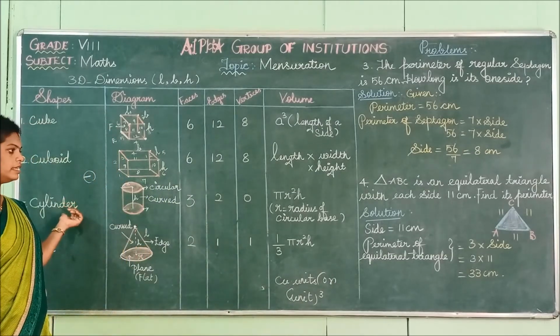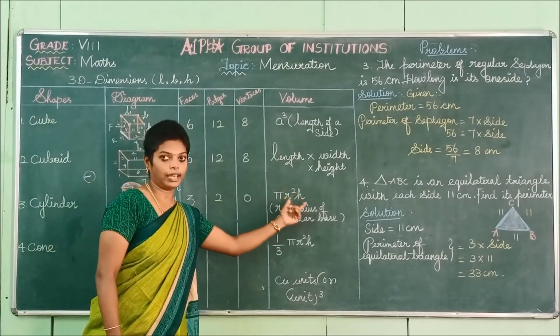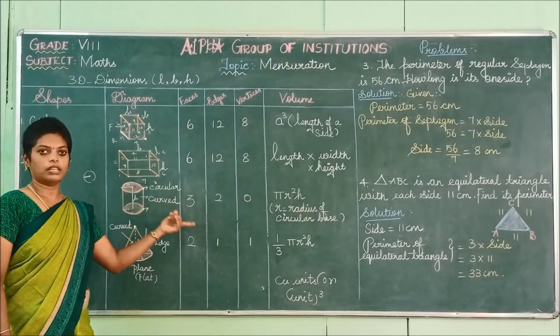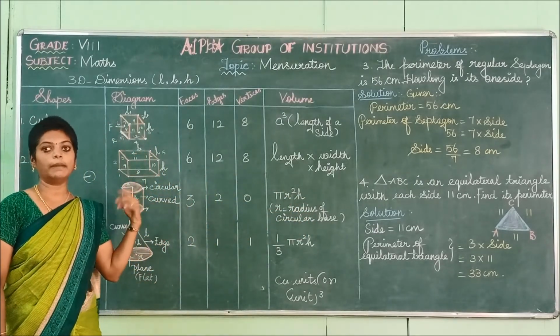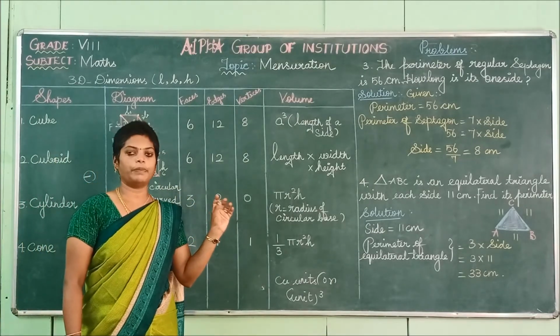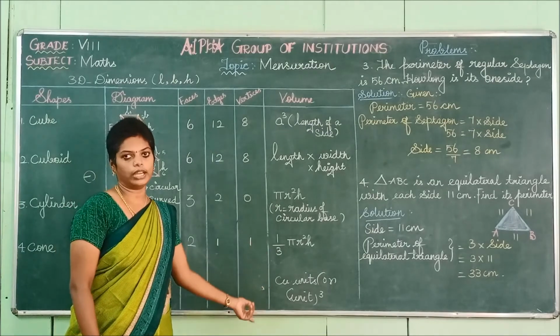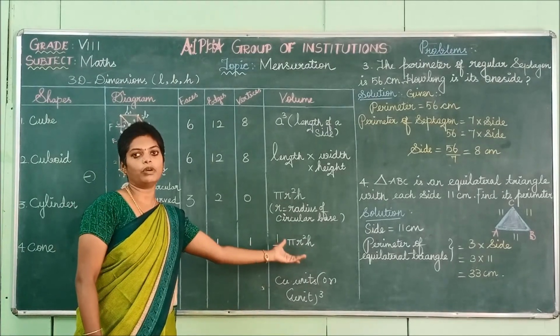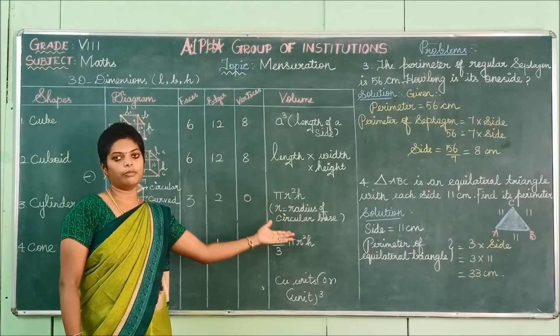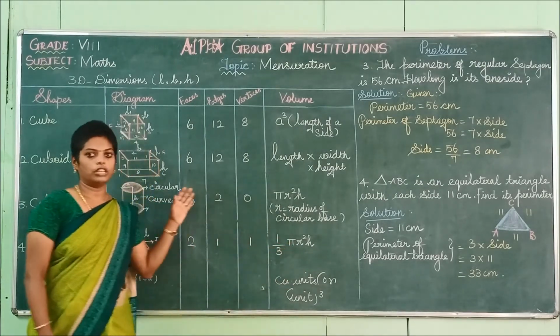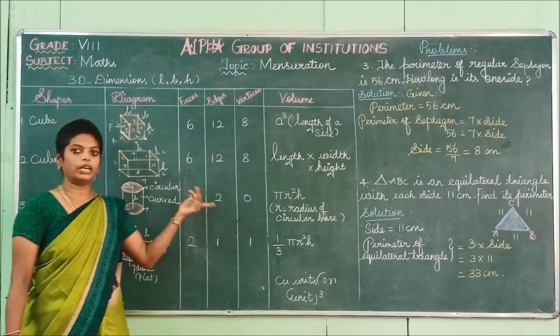For a cylinder, the volume is pi r square h, which is also a cubic unit. But for a circle, the area is pi r square. For a cone, it is 1 by 3 pi r square h. So the cone is nothing but 1 by 3 of what? The volume of a cylinder. Are you all clear with this? We can do the problems.